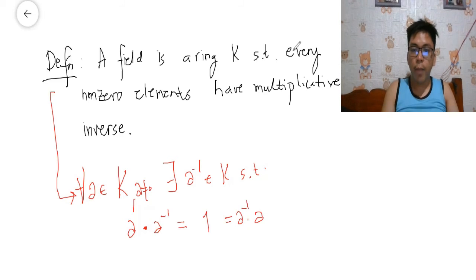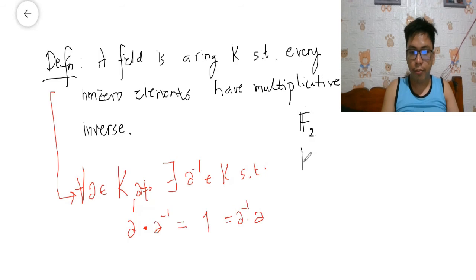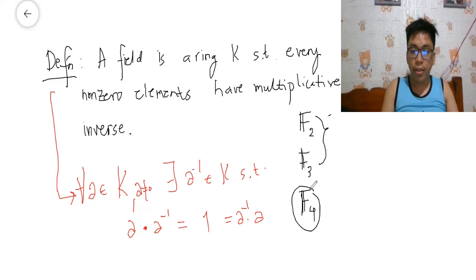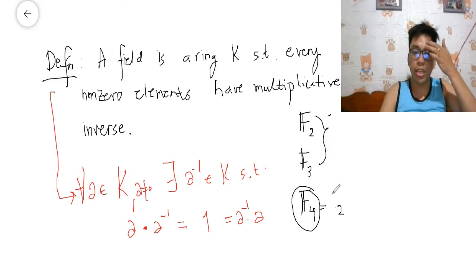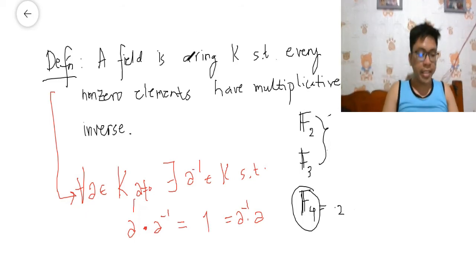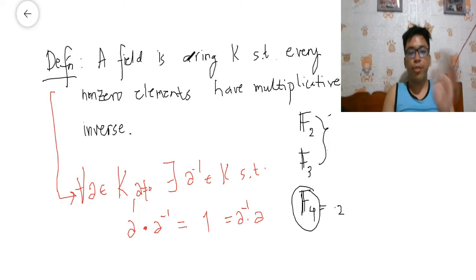So let's go back to our previous example: F2, F3, F4. The reason why F2 and F3 are fields is that, if you remember earlier, all the non-zero elements of F2 and F3 have inverses. F4, on the other hand, has an element, which is 2, that does not have an inverse. So technically, that is the reason why F4 is not a field. That's it. So in this case, this is now a field.